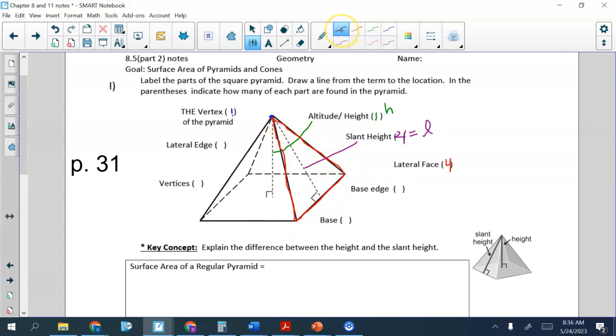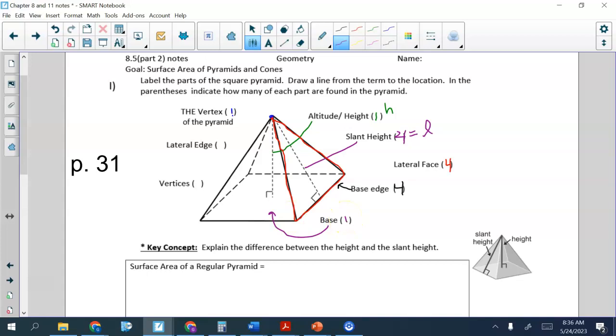All right, just a little bit more vocabulary here. Base edge, this is going to be the side of the base. So in this case, there's 4 of those, depending if it was a rectangular pyramid or triangular pyramid or what. Base, there's always going to be only one base. This would be like whatever the bottom is.